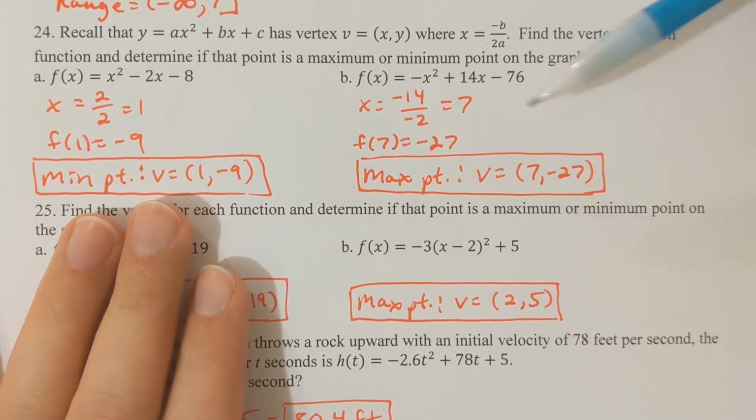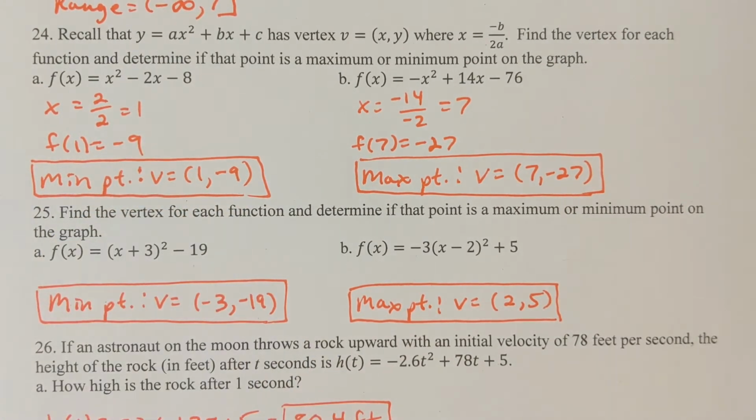And let's go to problem 24 next. Recall that y equals ax squared plus bx plus c has a vertex v at the point (x, y), where x is negative b over 2a. Okay, find the vertex for each function, and then determine if that point is a maximum or minimum point on the graph. Well, let's see here.